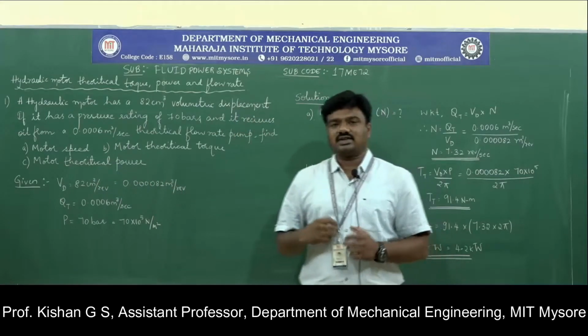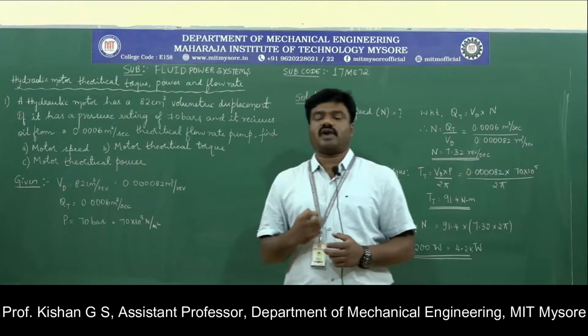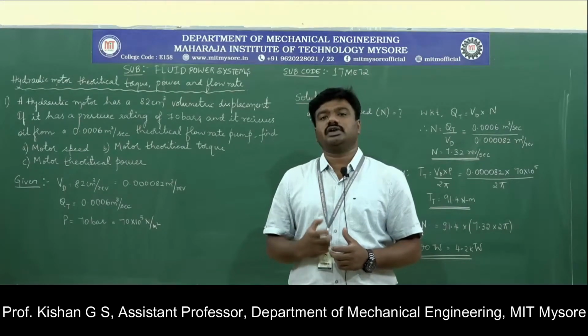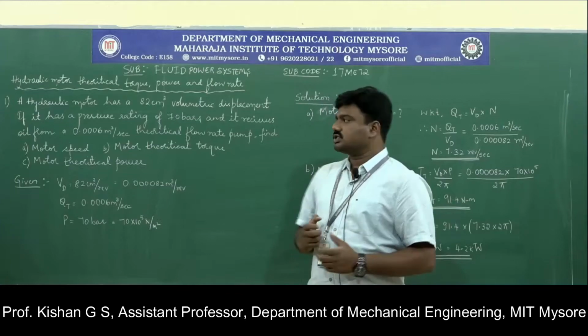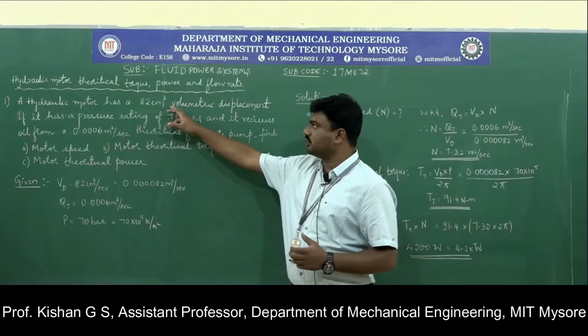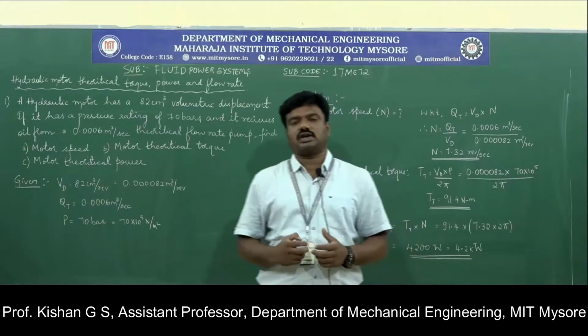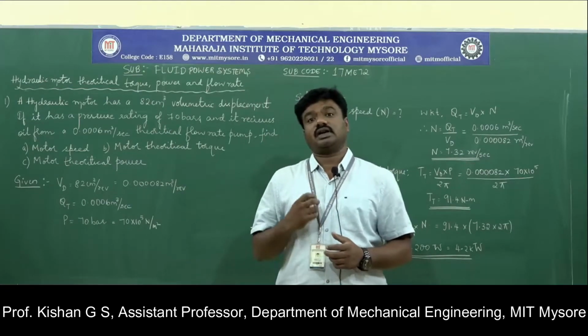So here, as I already said, the first factor to be considered whenever we are solving numericals is to convert everything into standard units. Okay, so 82 centimeter cube is the volumetric displacement. So centimeter cube is also to be understood as centimeter cube per revolution.